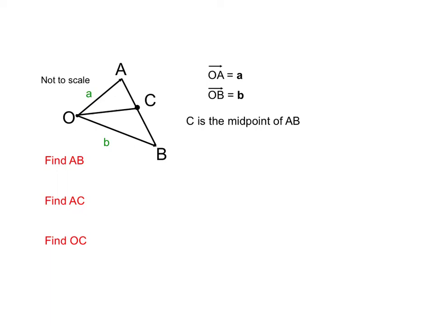This video is to give you a simple introduction to vectors. We're dealing with triangle OAB. We are told that OA is equal to vector A and OB is equal to vector B. Also, C is the midpoint of AB. In this sort of question, the diagrams are never drawn to scale, so take careful note of that. And we are asked to find vectors for AB, AC and OC.